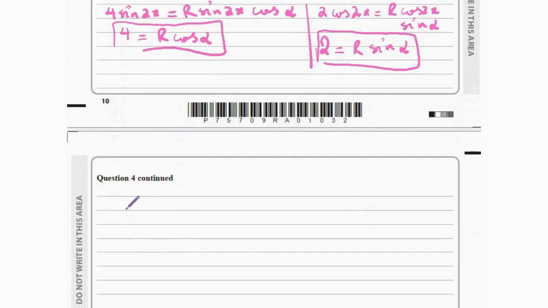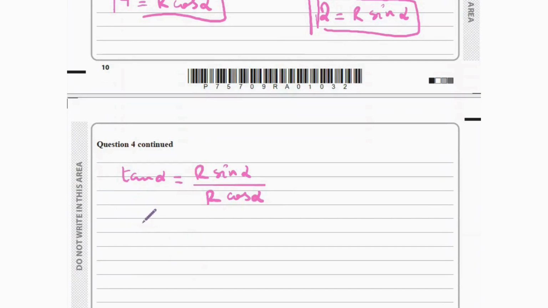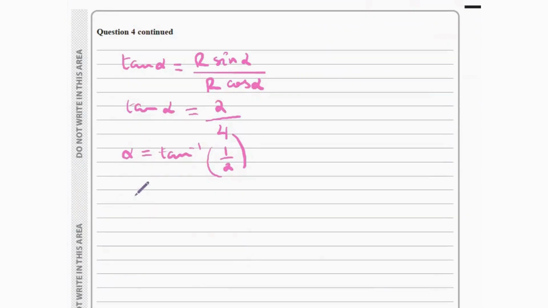To find the angle, tan alpha is going to be r sine alpha divided by r cos alpha. The r's get cancelled out. r sine alpha is 2 and r cos alpha is 4. So alpha equals tan inverse of 2 over 4, which is basically 1 over 2. And that gives us 0.464 radians.